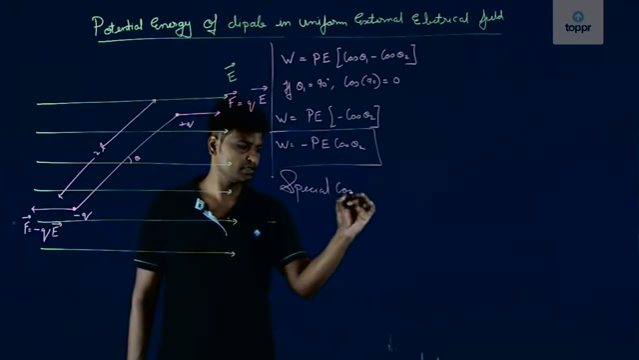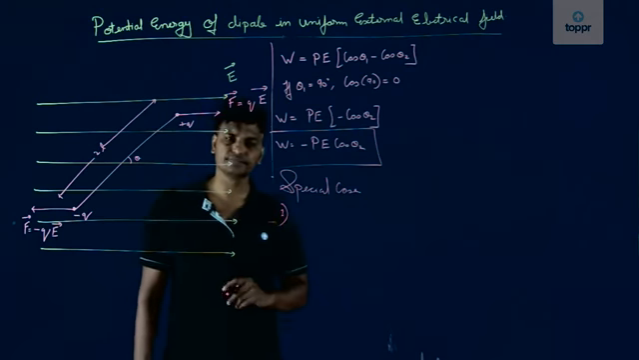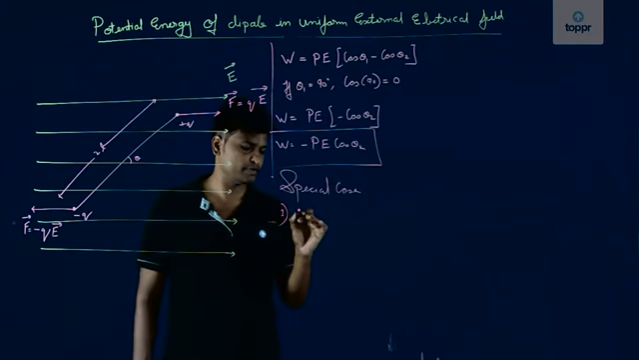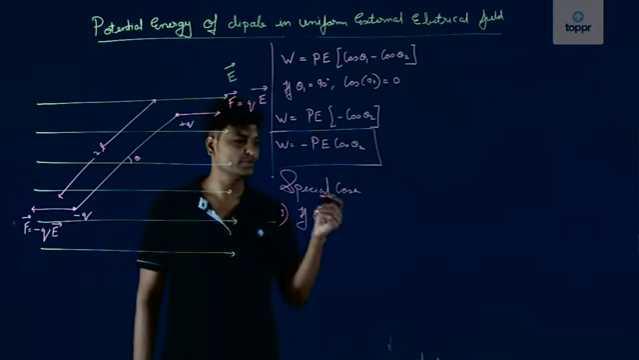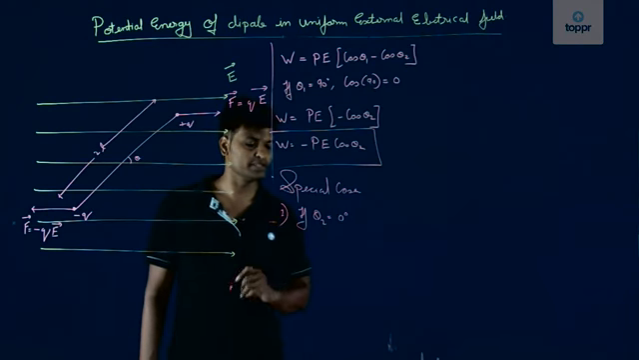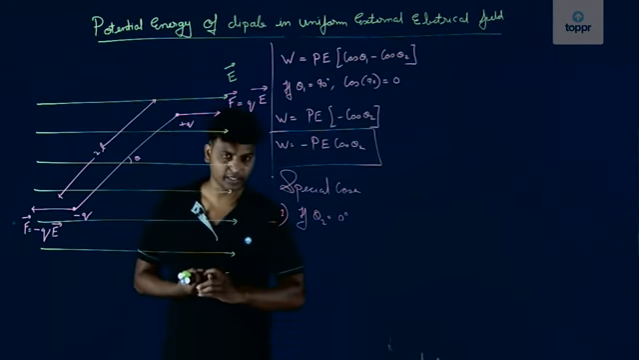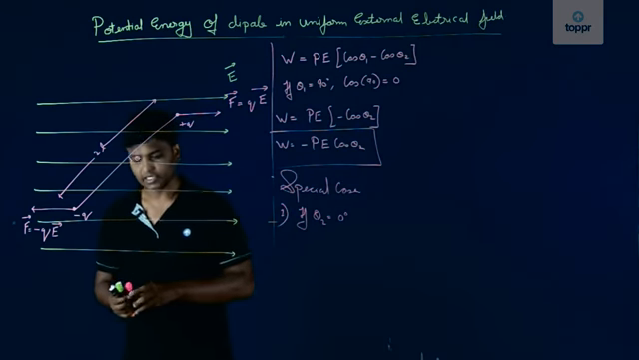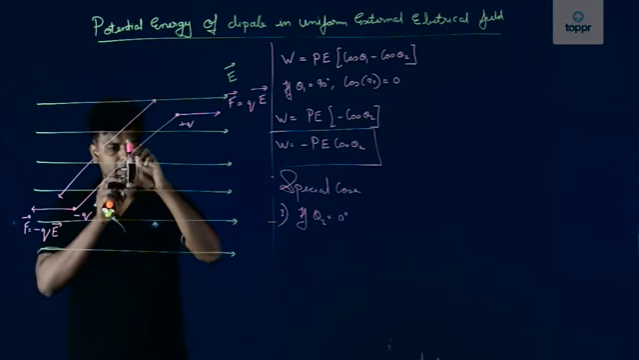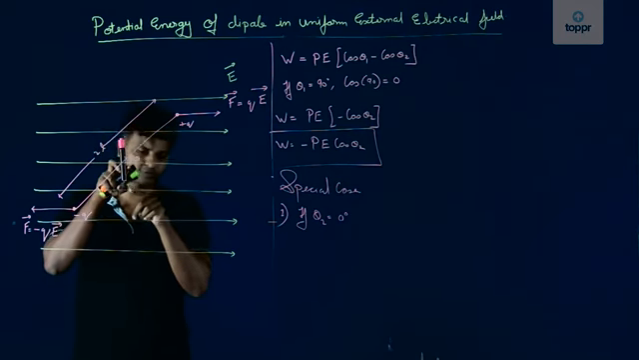Special cases. Number 1, if theta 2 is equal to 0 degrees, that means what? Theta 1 is the initial angle and theta 2 is the final angle. That means initially the dipole is like this, the positive charge is over here, negative charge is over here.